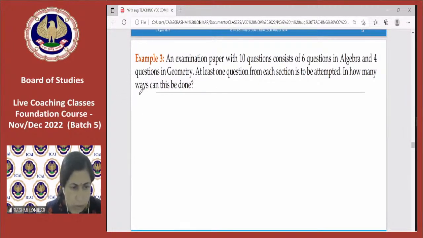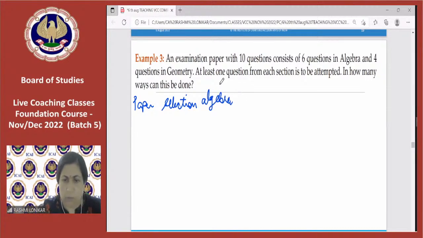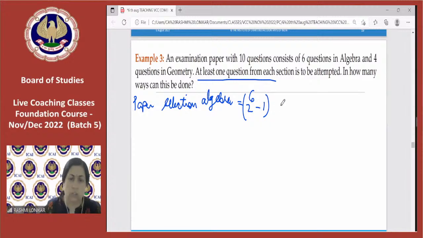Okay. So paper selection of algebra will be equal to 2 raised to 6 minus 1, because I can't say that I'm not going to attempt algebra. Why? Because at least 1 question from each section is there. At least 1 question from each section. So this is 2 raised to n.